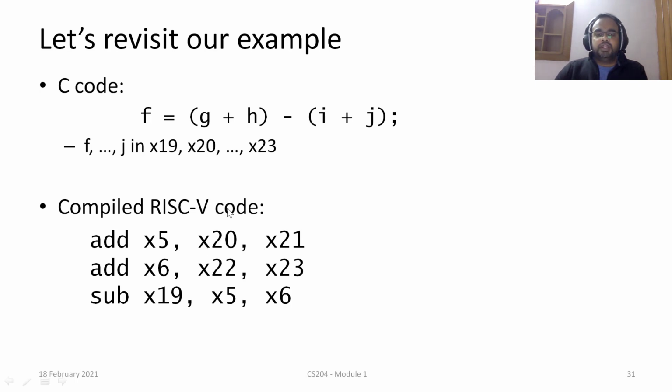The value of x20 is G, x21 is H, so we add them and write it into x5, and the value of I is in x22, we add it with J, which is in x23, and we write it in x6. These are the destination registers, and we are using them as temporary registers, and in the end we are going to subtract x6 from x5 and write the result in x19. That's what we assume, that the register x19 would represent variable F.